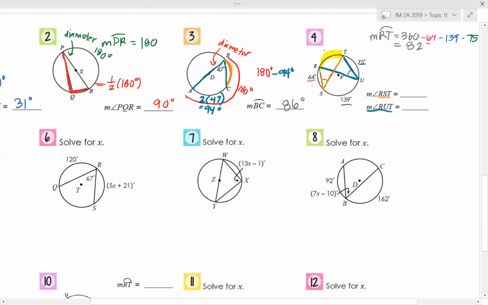So if this guy then is 82, and these are inscribed angles, that means that both of these angles are going to be half of that 82 degrees. So if I divide 82 by 2, that gives us 41 degrees for both of these angles, again, because they open up to that same arc, arc RT.